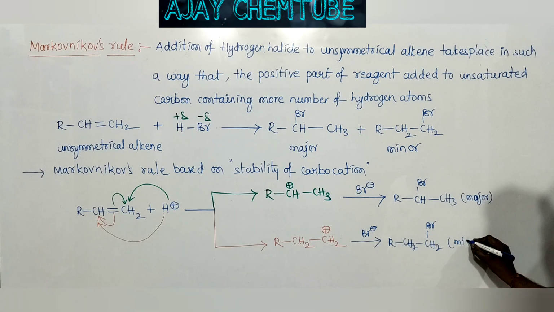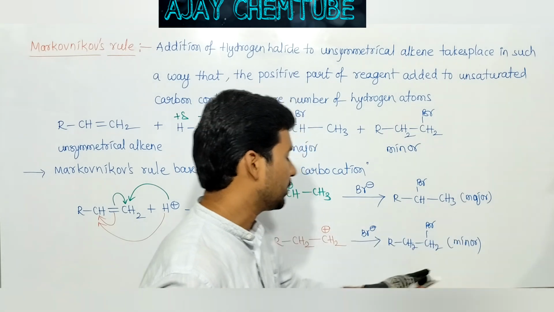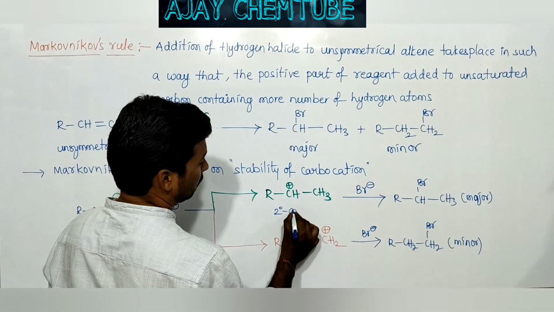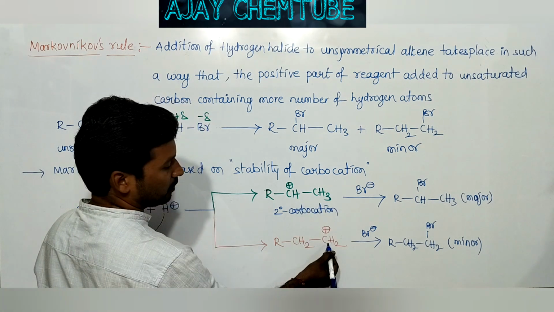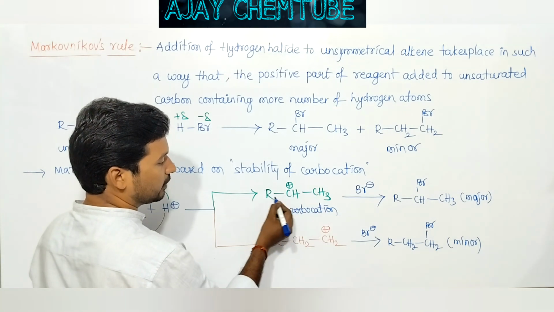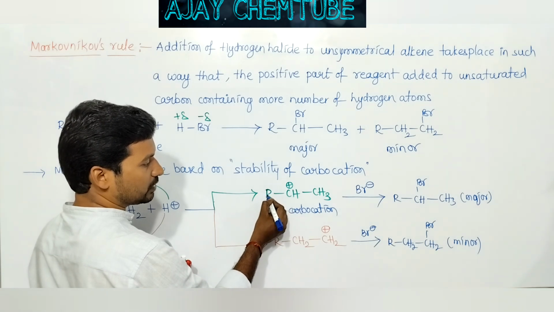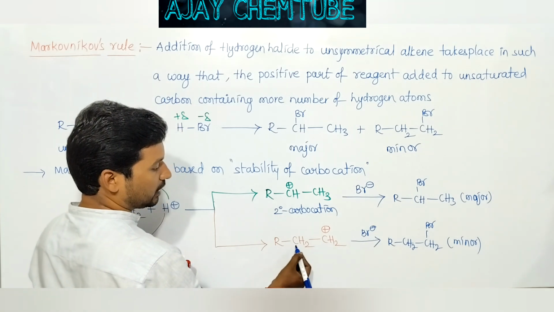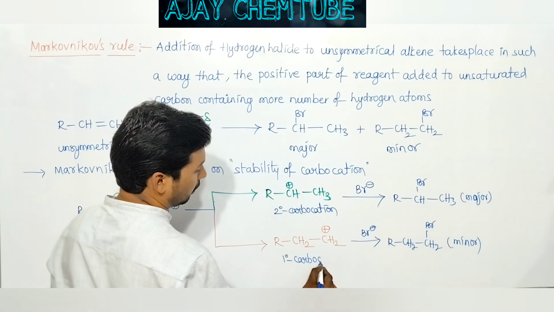What I am saying, this is minor. So according to Markovnikov's rule, this is major, this is minor. Why is this major? Because this is a secondary carbocation, and this is a primary carbocation. This carbon is directly attached to only one carbon, this carbon is attached to two carbons. This is an alkyl group. In an alkyl group, the central atom is carbon. So here there are two carbons, so it is a secondary carbon. Here it is directly attached to only one carbon, so it is a primary carbocation.